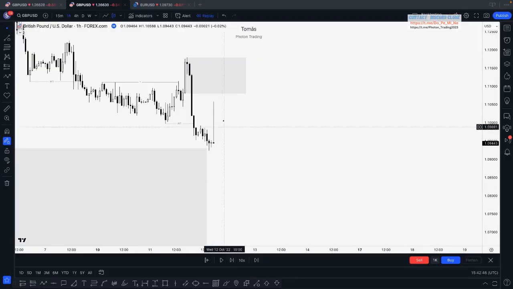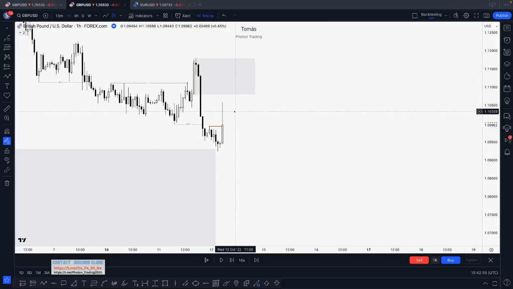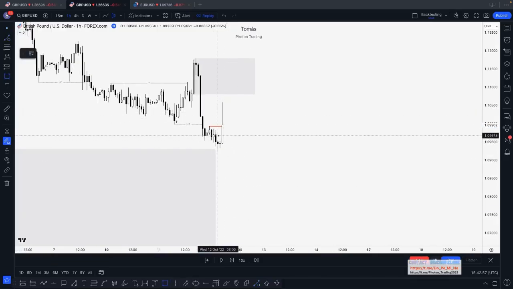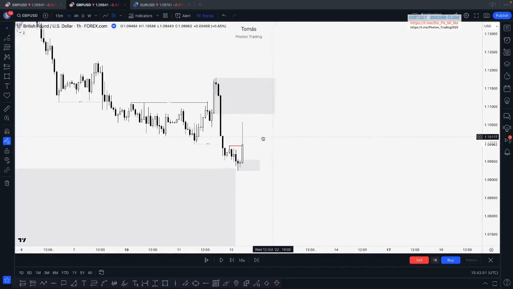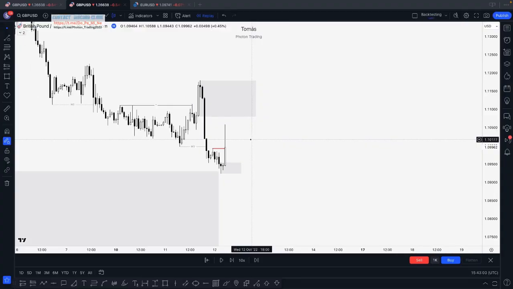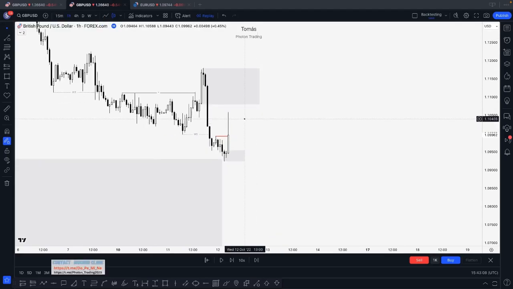Boom, massive push to the upside. What that means is that we now have a change of character here. This is a true change of character. We can mark the POI here, and what we have now is very simple. It's the same concept all over again. Just change the entry model, but it's all the same.